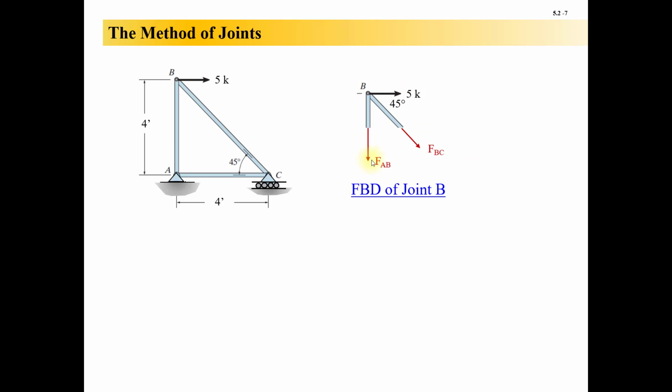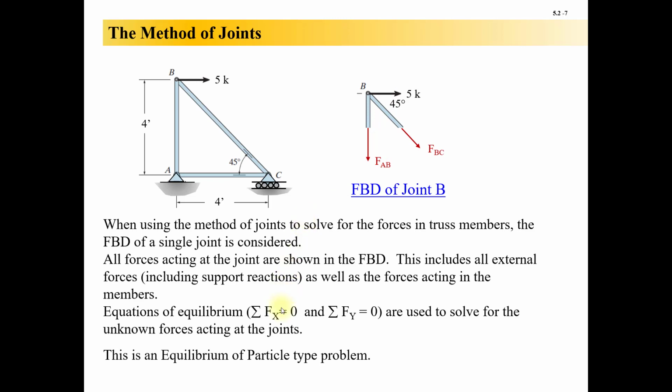So this is equilibrium of a particle. And that means you have two equations of equilibrium, sum of forces in the x and sum of forces in the y, for a 2D planar truss using the method of joints. If you had a 3D truss, we're not really going to get into that too much in here, but then you would have for a particle sum of forces in the x, y, and z. But for the most part, we're going to have sum of forces in the x and y.